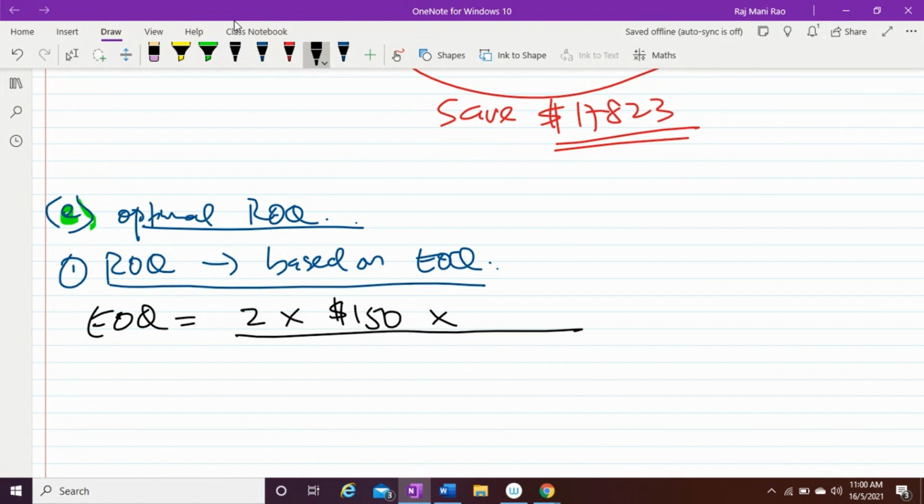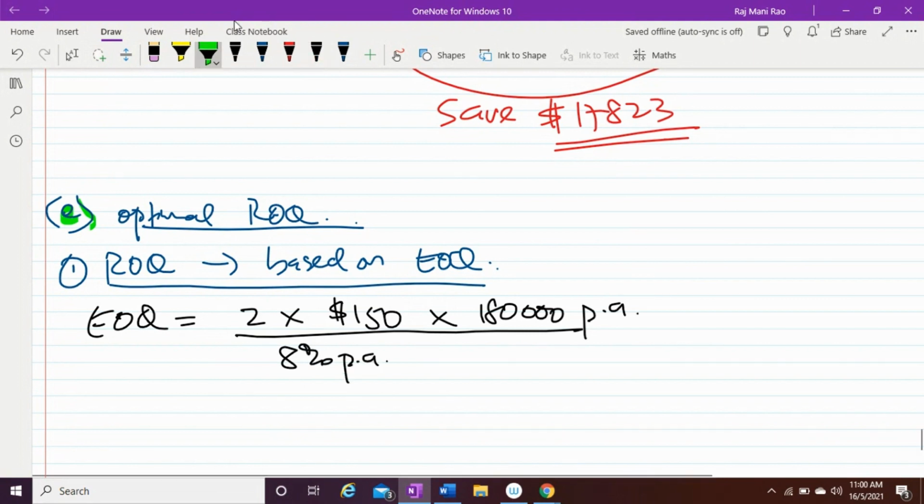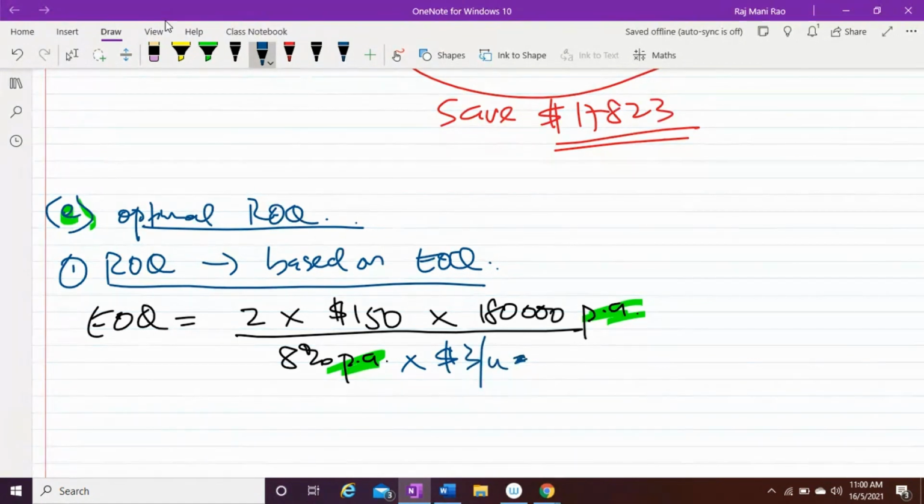Mary, your holding cost is what? 8% per annum. If I say 8% per annum, so your demand must be what? Per annum. It is 8% per annum, times with what? This is 8% per annum times with your purchase cost, $3 per unit. It's a purchase cost, 8% of your purchase cost. Square root. So how much is it?